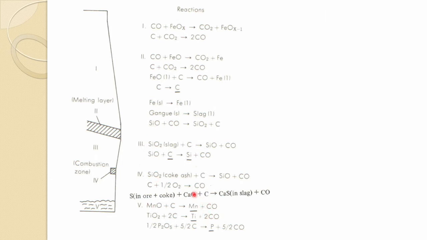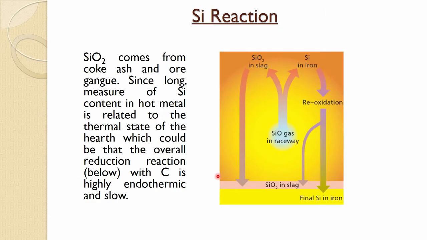So, all these elements go to liquid iron and dissolve into it, and this is sort of a brief description of the important reactions which are occurring in the lower part of the blast furnace. The silicon transfer is in fact one of the most important reactions. So, we will be talking a little bit more about it.